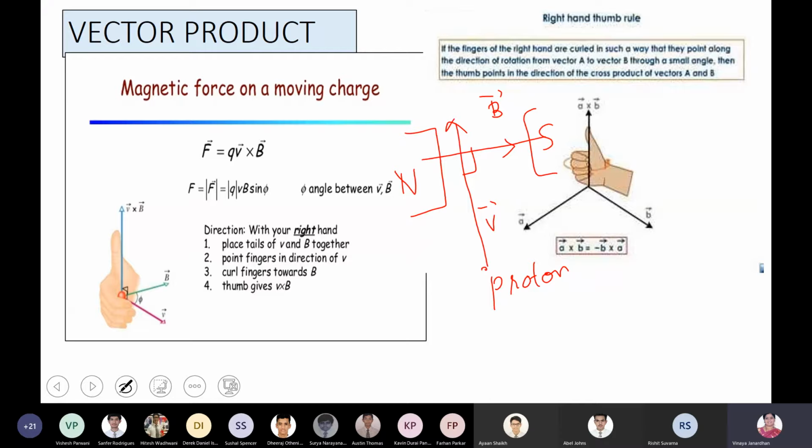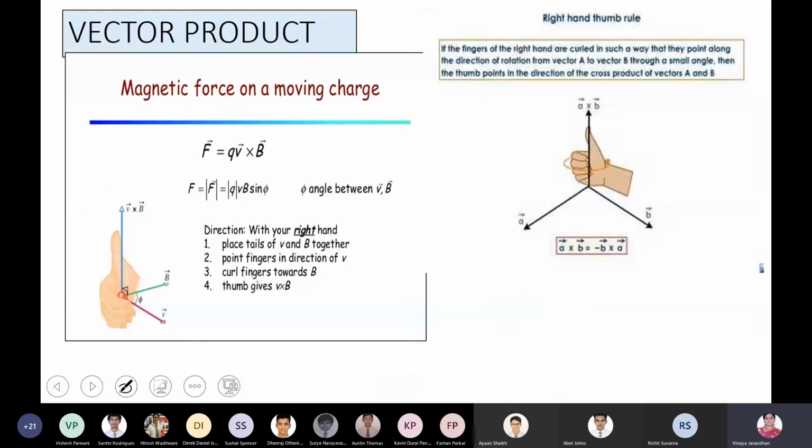Imagine you have a magnetic field, and a proton, a charged particle, is moving in the magnetic field with a velocity v. Now, when this charged particle enters a magnetic field, it will experience a force and then it begins to move. Now, how do we find the direction of the force? That is given by the right hand thumb rule. Is that clear, boys?